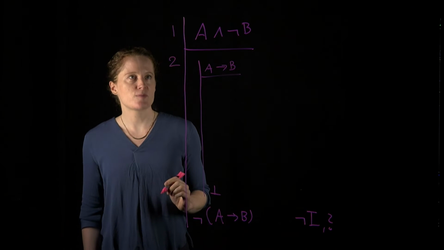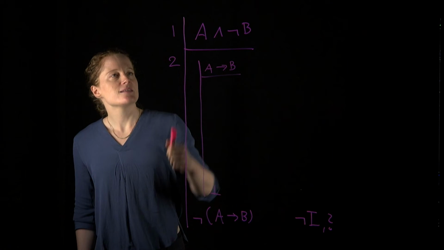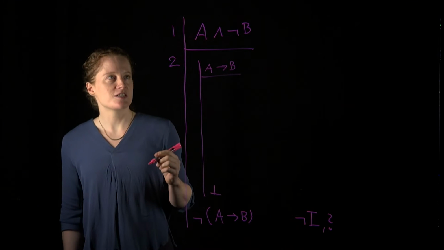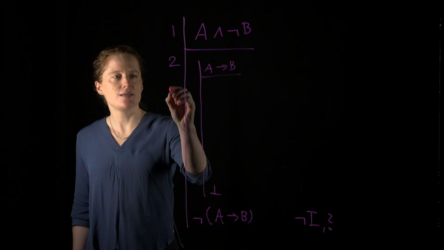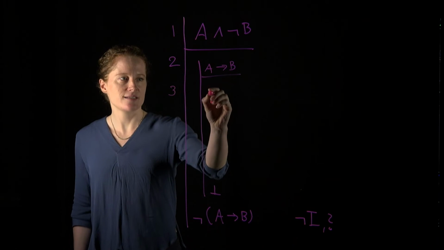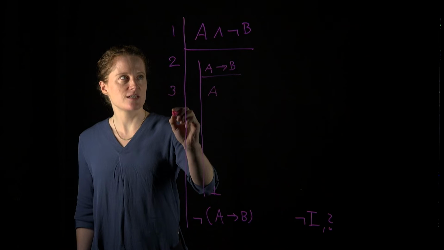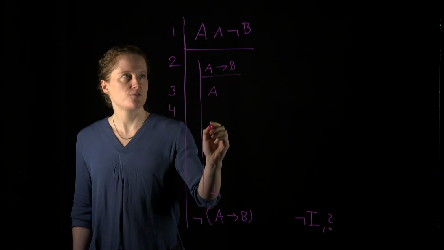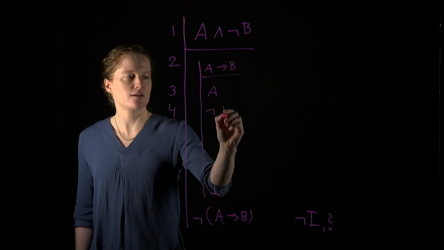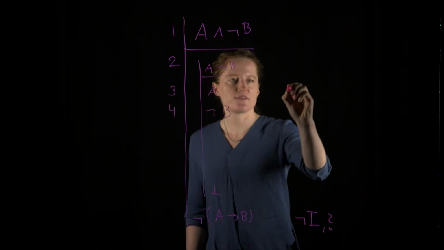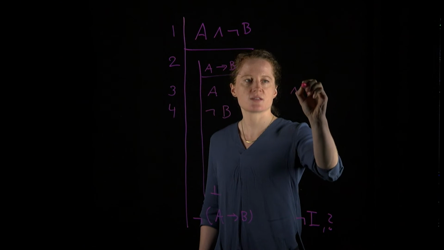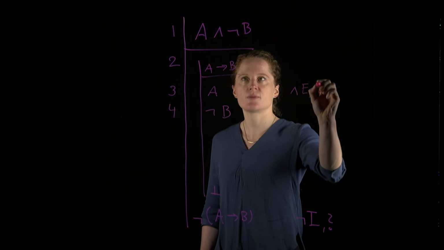Okay, so how can we proceed? I see that in my first premise here I have the conjunction A and not B, and I'm just going to go ahead and use conjunction elimination to infer both conjuncts, A and not B. And I can justify both inferences by means of conjunction elimination applied to line 1.